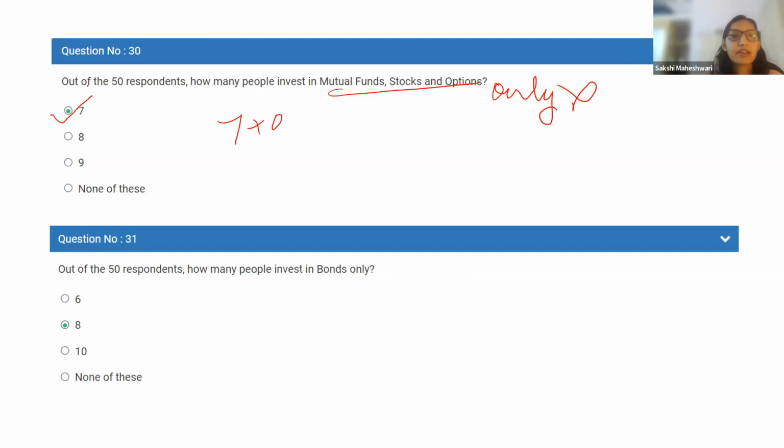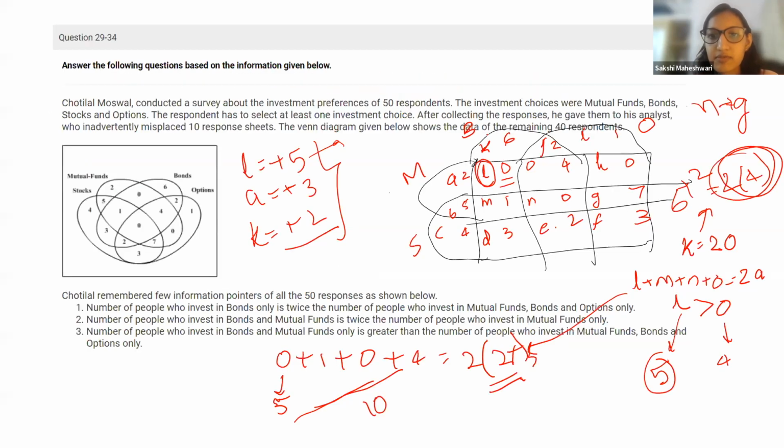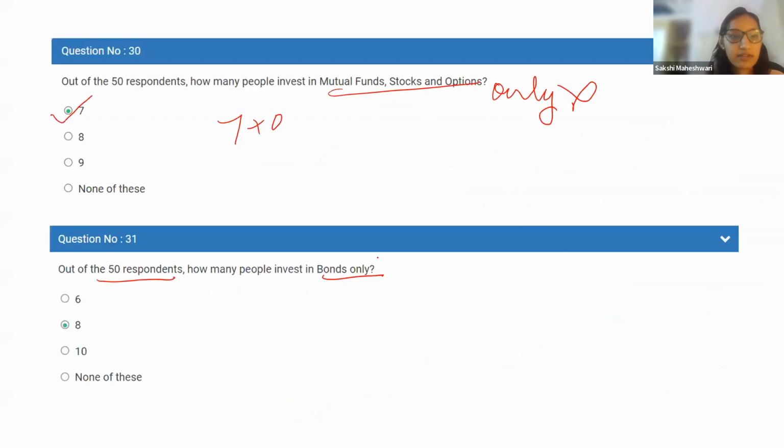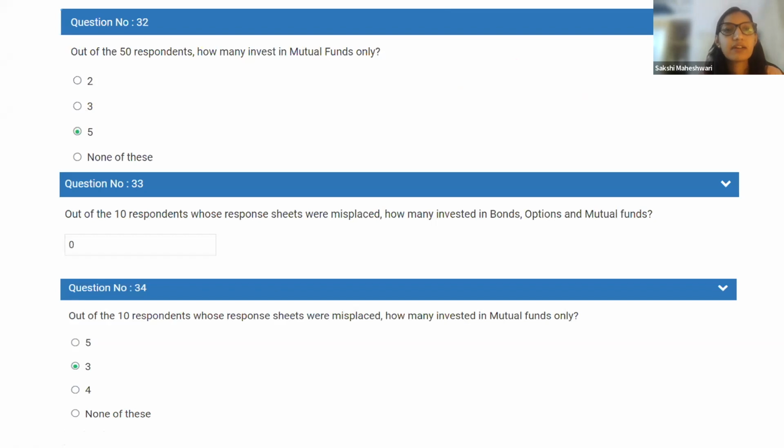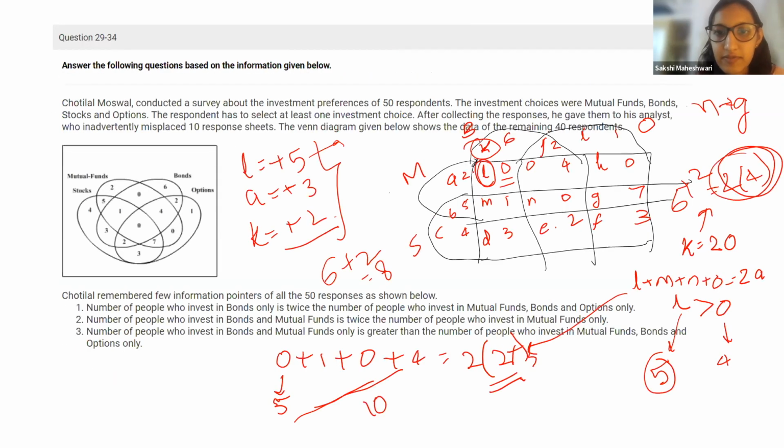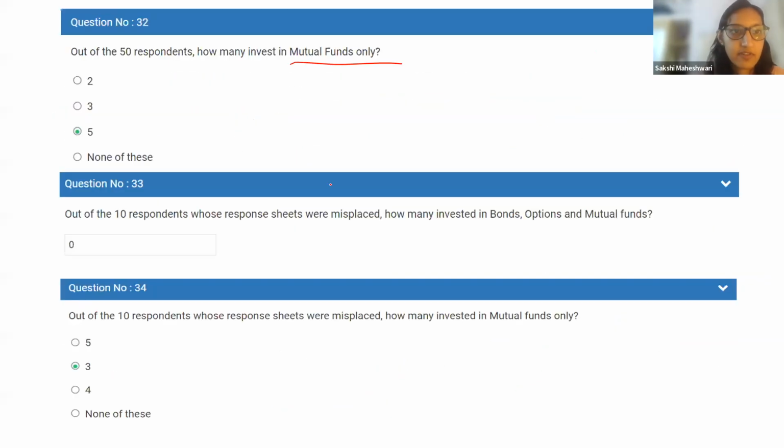Okay. Now this is out of the 50 respondents, how many people invest in bonds only? So for bonds only, it was K and we have made 2 additions. Okay. So initially it was 6 and then we added 2. So this became 8. Okay. So next question is, out of the 50 respondents, how many invest in mutual funds only? So when we go back to mutual funds only, this is A and it was initially 2 and then we added 3. So it became 5.